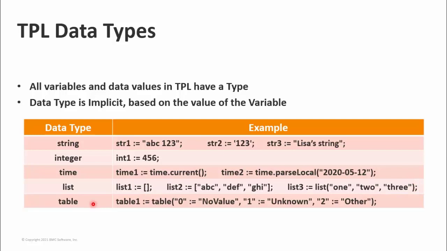And finally, we have the table operator. Here's an example of creating a table. We have table1: the table function is used here, similar to the way the list function was used here. So then we call the table function with the correct arguments.